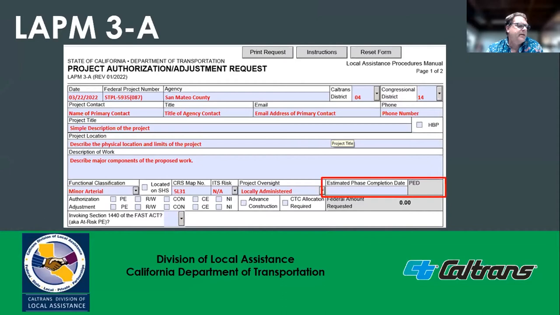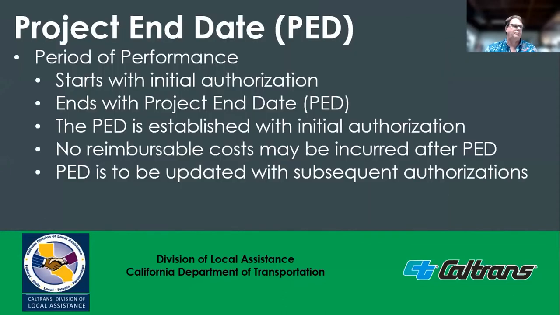One critical date is the project end date. The period of performance is defined as the date when FHWA authorizes a project agreement to begin incurring costs for the identified phase and scope of work. The initial E76 authorization establishes the start date for the period of performance for the applicable work phase. The project end date is the date that the agency must estimate to identify the end of the project's period of performance.